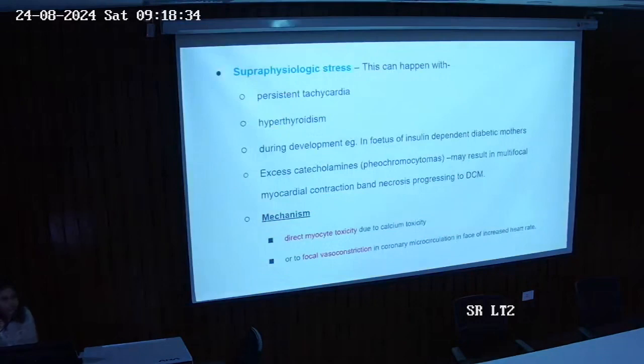Again, stress, which can happen because of persistent tachycardia, hyperthyroidism during development, or because of excessive catecholamines in the case of pheochromocytoma. How does this cause cardiomyopathy? It can be because of direct myocyte toxicity or because of focal vasoconstriction, which is caused by these catecholamines that are secreted in stress.